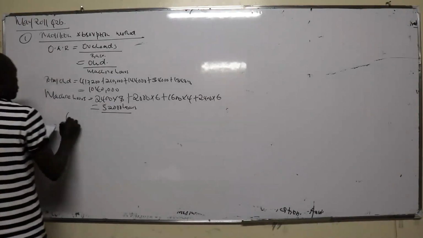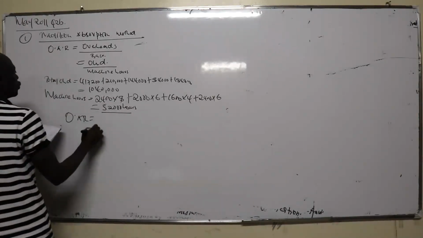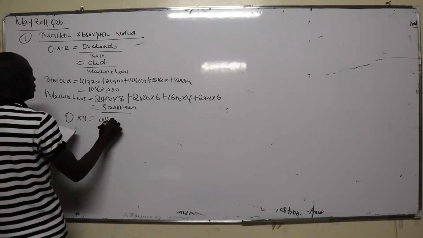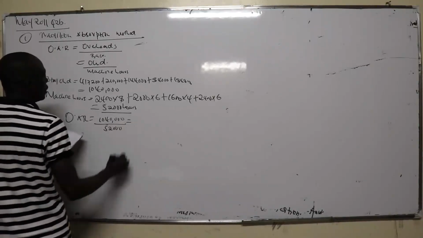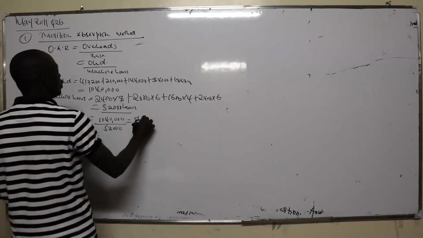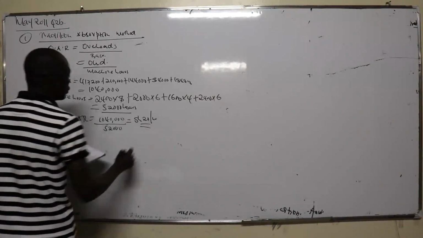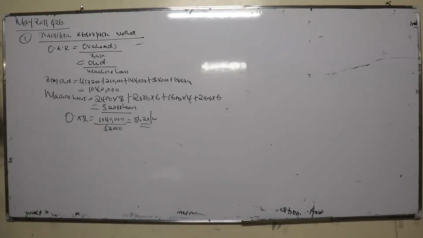So the overhead absorption rate is going to be 1,040,000 divided by 52,000. That is going to give you shillings 20 per hour. So this is going to be our overhead absorption rate per hour under the traditional method.